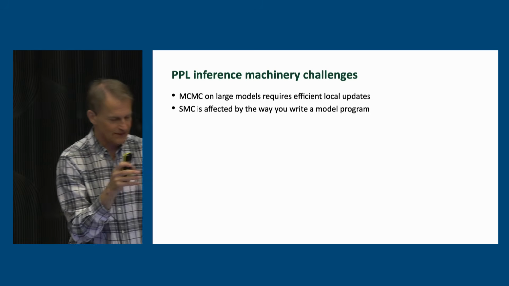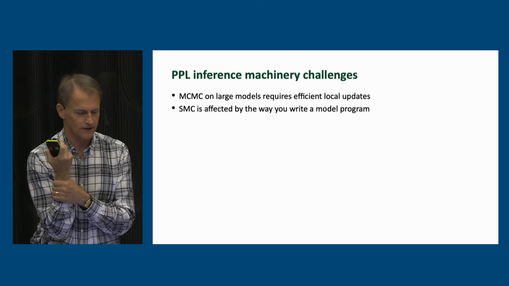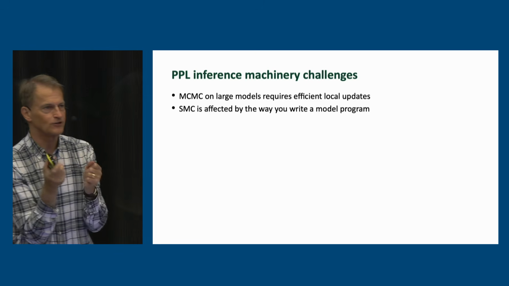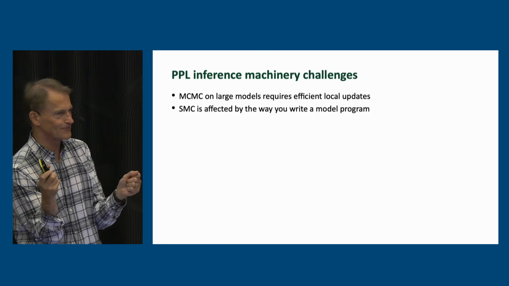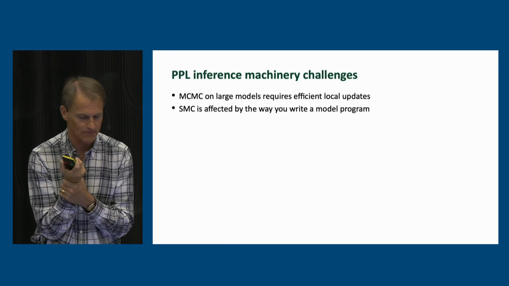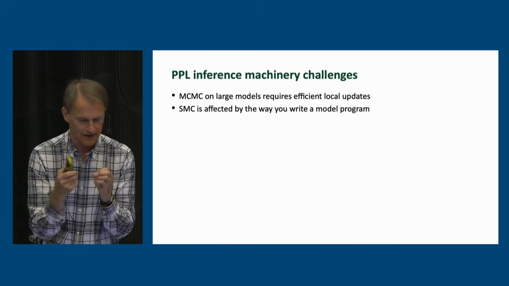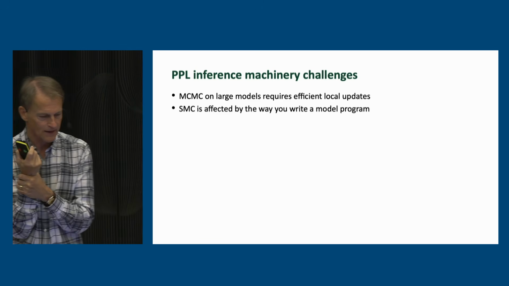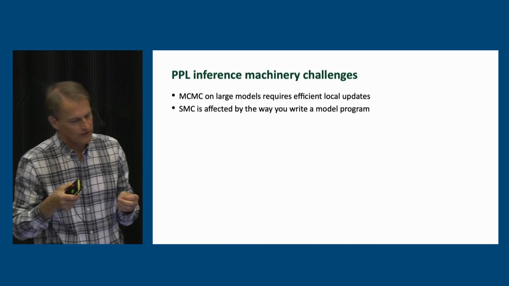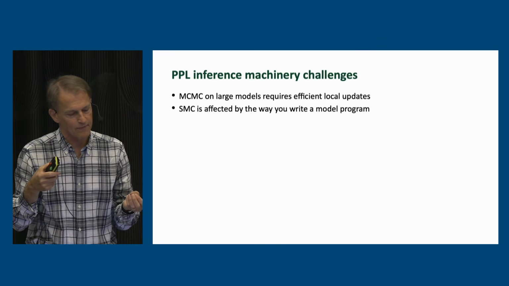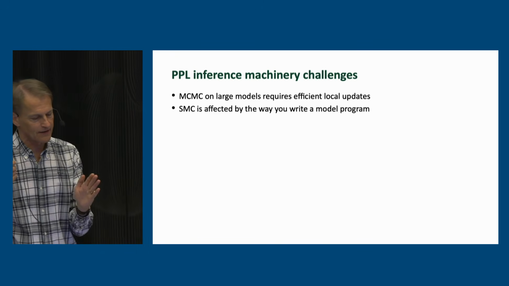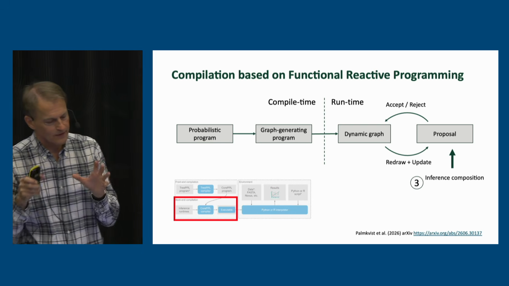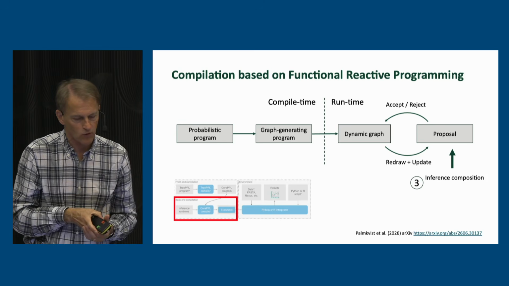So the challenge with these relatively simple approaches to generating inference machinery is that MCMC on large models requires really efficient local updates. So we don't want to rerun everything downstream of a place where we change something. I really want to do the minimal number of recomputations needed to compute the weight of the new sample. And in SMC, the way you write the model program, if you use this naive approach, is really affecting the efficiency of inference.